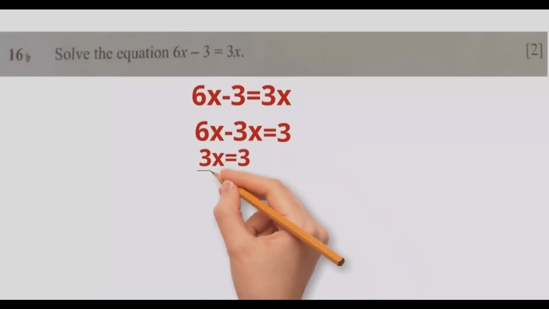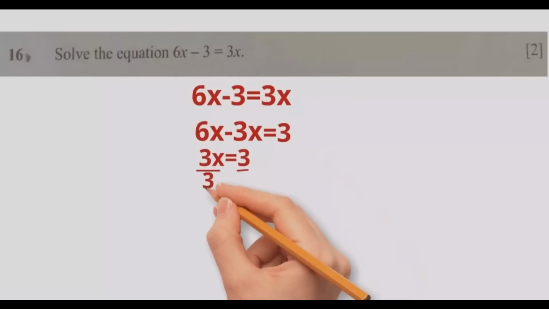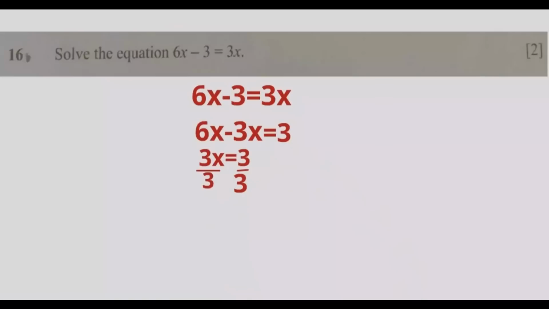Then I'm going to divide both sides by 3 so that I remain with x on one side of the equal sign. So 3x divided by 3 will give me x. Then 3 divided by 3 will give me 1. So the value of x in that expression is 1.